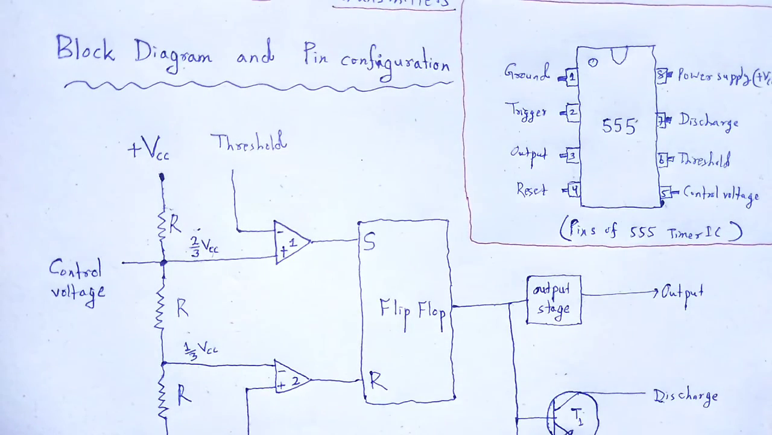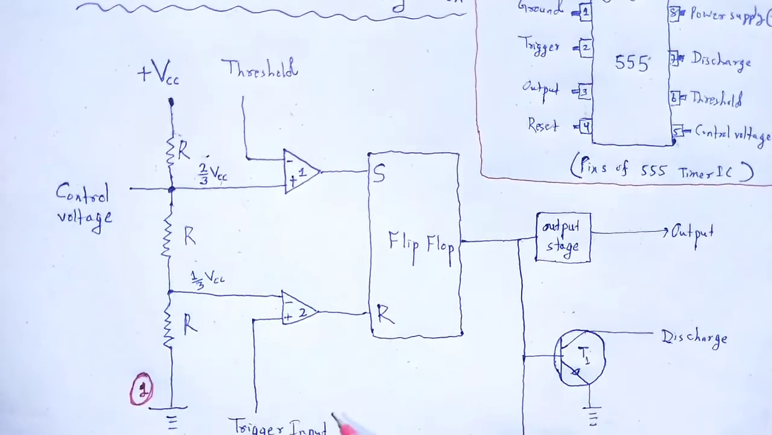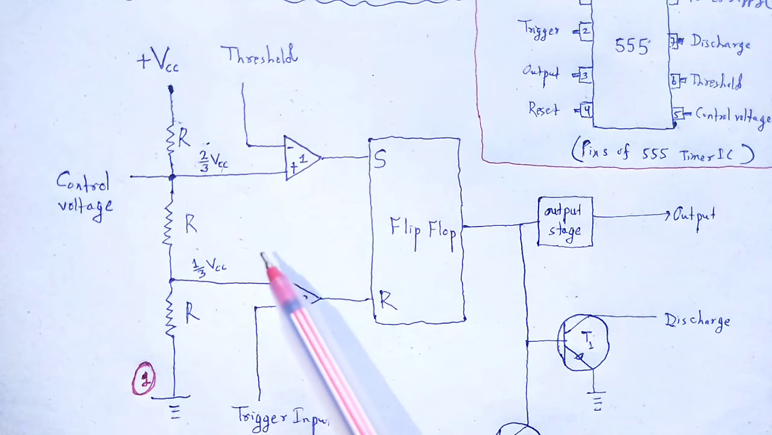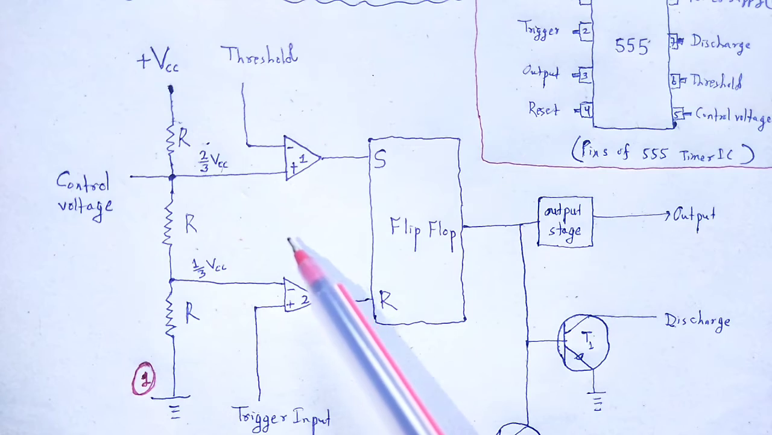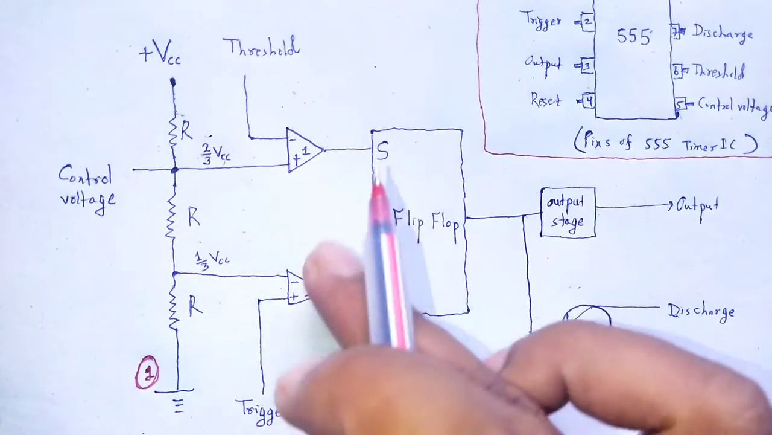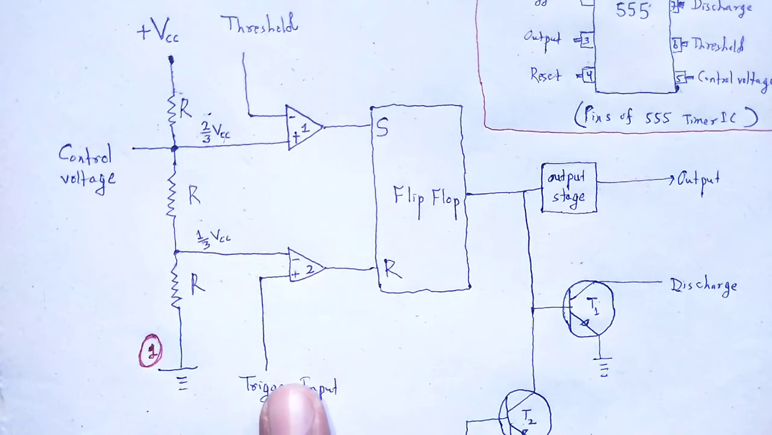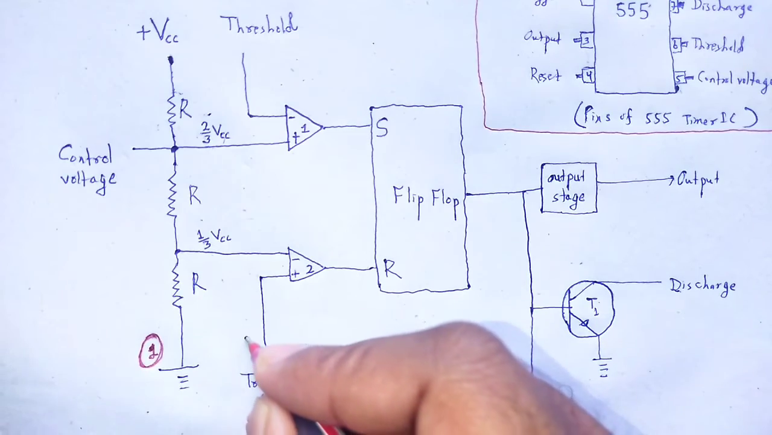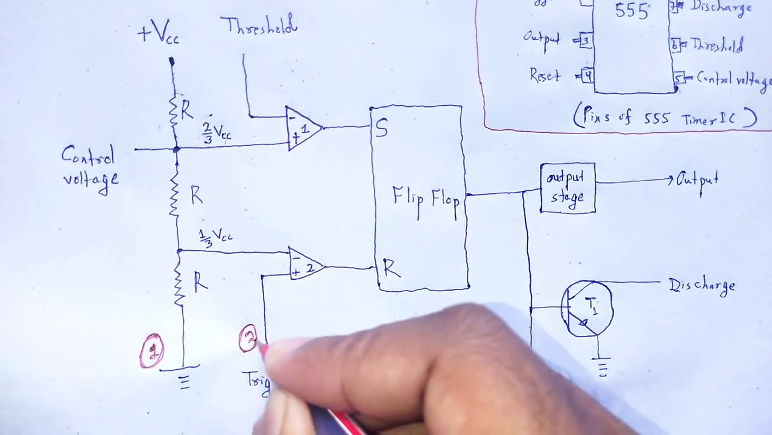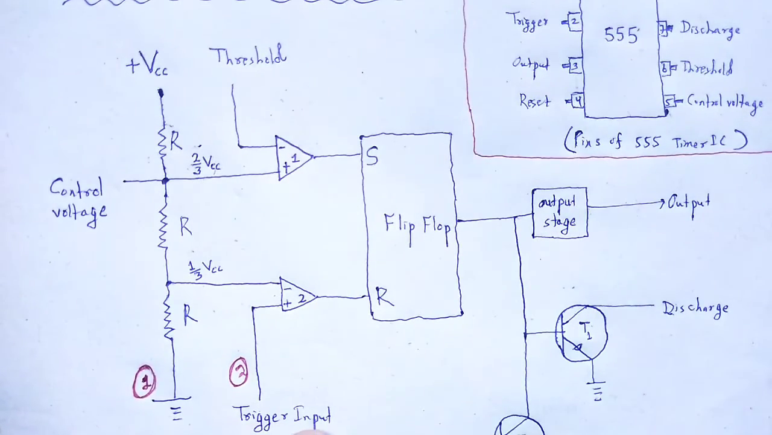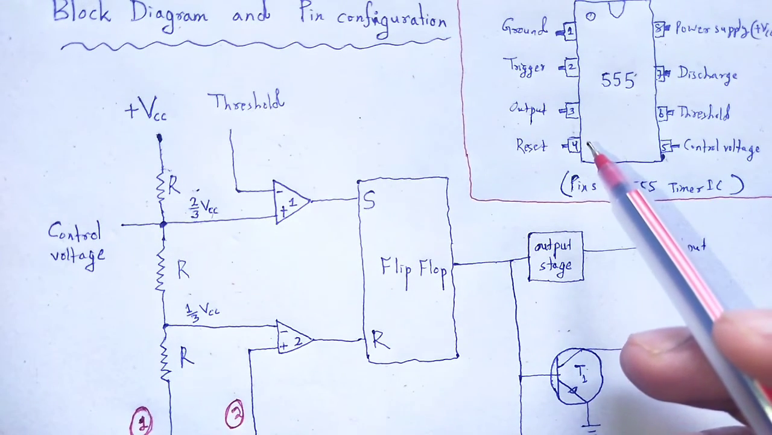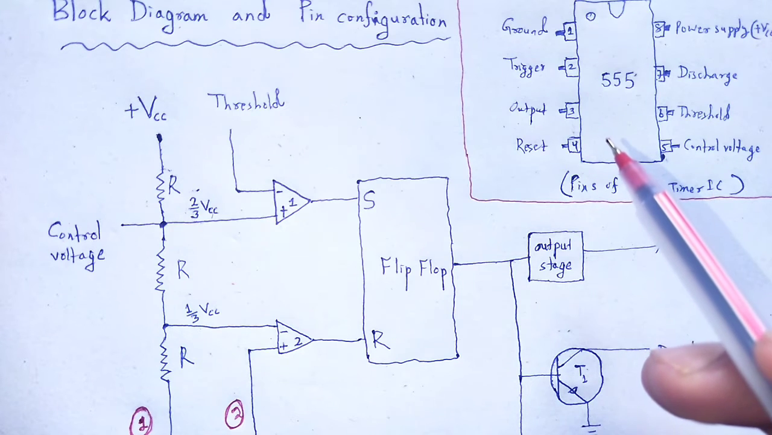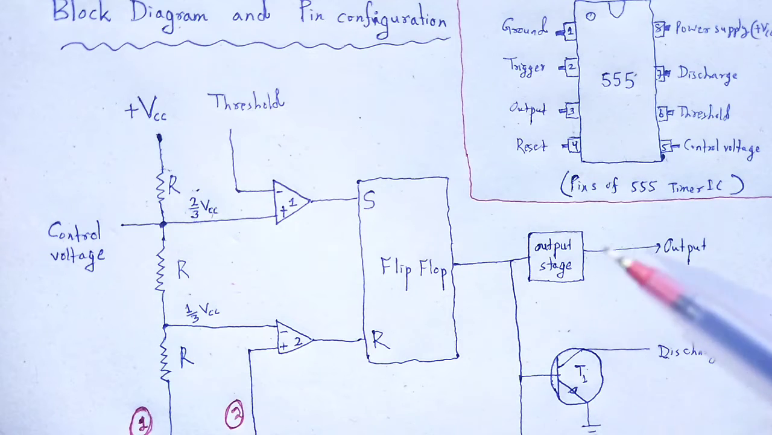Next, trigger. The output of the timer totally depends upon the amplitude of a pulse applied to the trigger pin, because this pin is an inverting input to the comparator. Next, output. The output of the timer is available at this pin, so the output can be taken between either pin number 3 and ground or pin number 3 and supply.